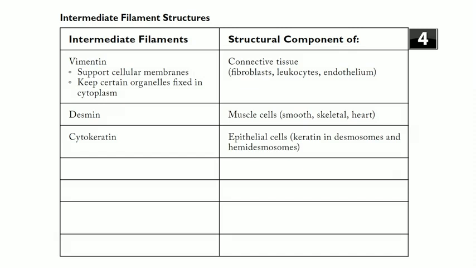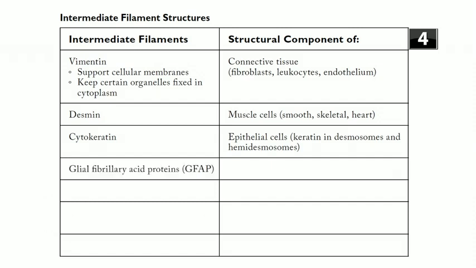Think about keratin. So this is another very strong filament. It's found in desmosomes and hemidesmosomes, which are attachments between epithelial cells and other epithelial cells, and also between the epithelial cell and the basement membrane. Dr. Lewis is going to talk about that in the dermatology videos.